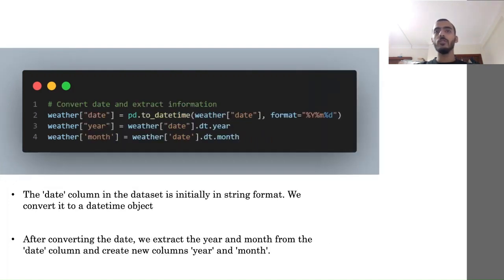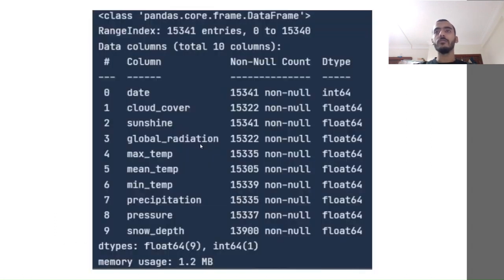So here in this section we have the date column in the dataset, and as we can see it's in string format, so we convert it into a datetime by using this function, and we are specifying the format as this. Then after converting the data we extract the year and the month from the date column, and we create a new column, year and month. So this will allow us to perform time-based analysis later on.